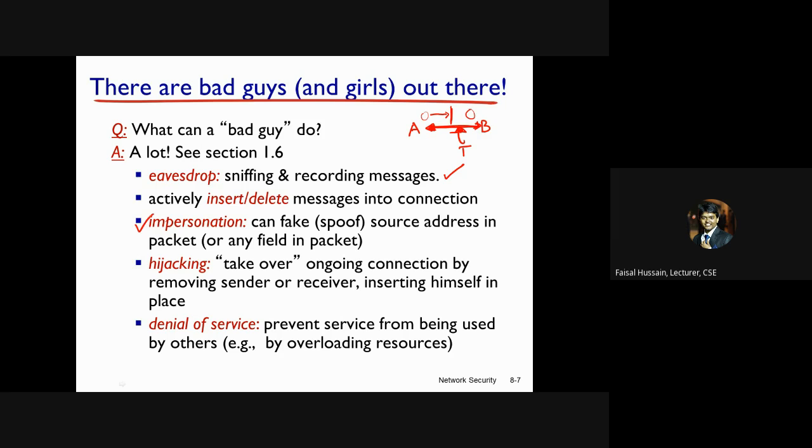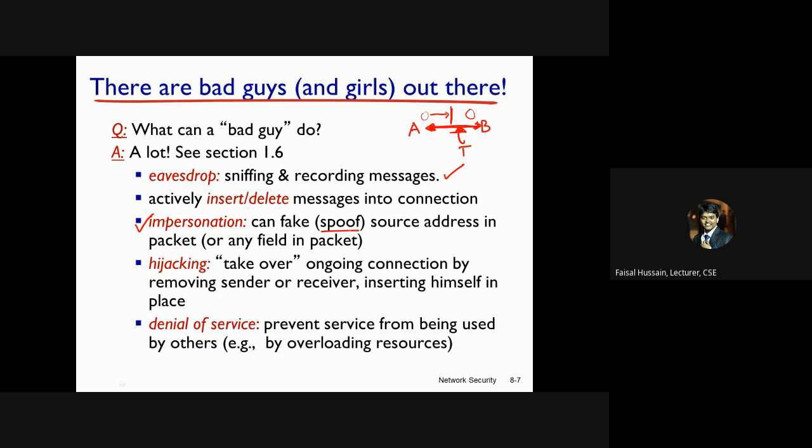The next one is impersonation. It can fake or spoof. Spoof is another terminology meaning fake. Spoof the source address in the packet or any field in the packet. You remember that in the IP address and in the MAC address, if you look into the IP address, you give your source address, isn't it? So that the receiver can understand who is sending the data.